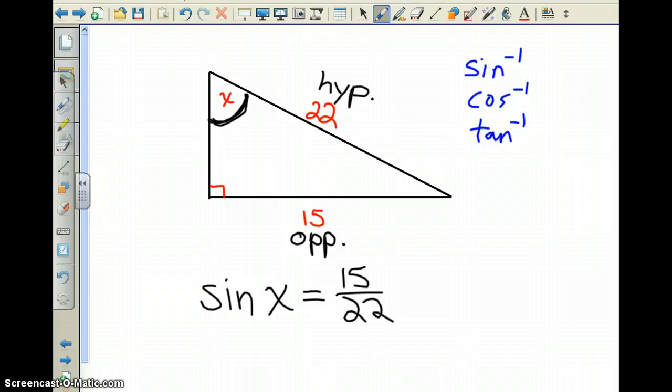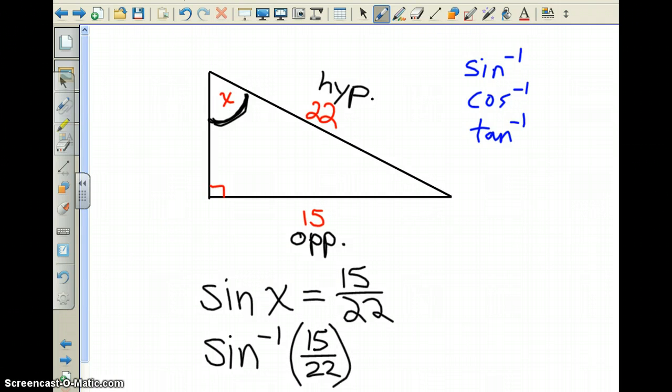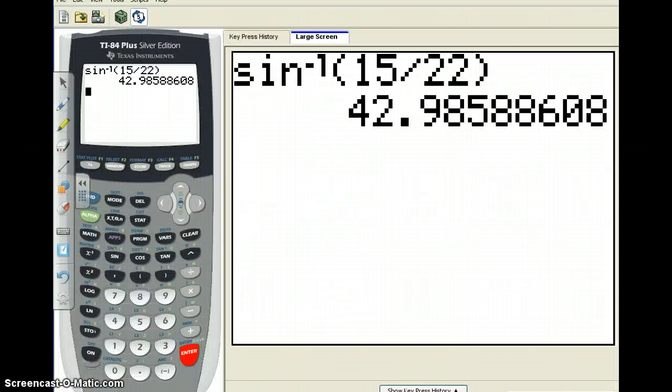Now to change this ratio into the degrees that it came from, or in other words, we're looking for the angle whose opposite over hypotenuse is 15 over 22, we're going to do inverse sine of 15 over 22. And there I have it on my calculator. Inverse sine 15/22 is right around 43 degrees.